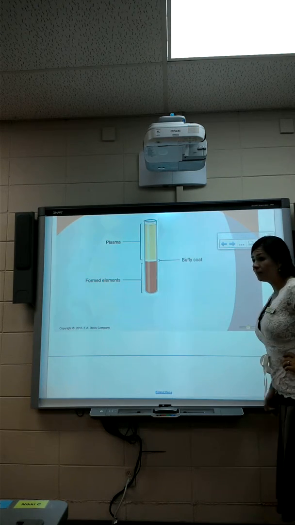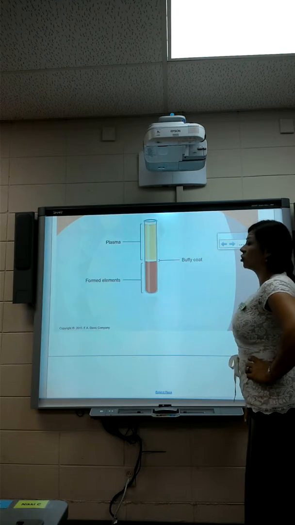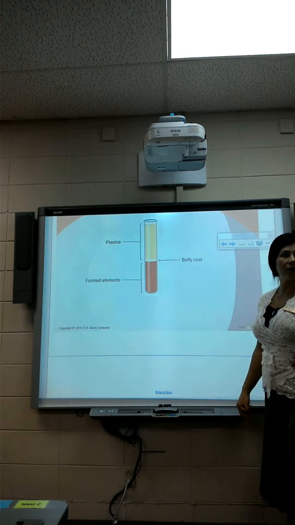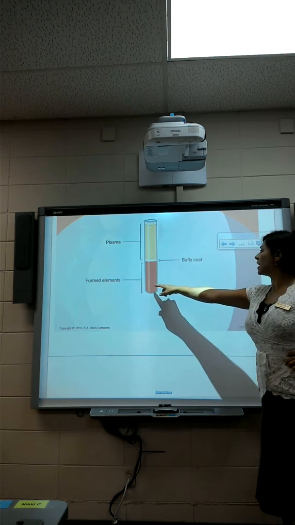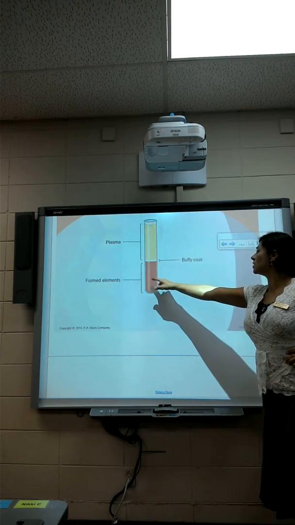Your plasma is what we consider your extracellular fluid, so it's outside the cells. Our cells are here and here: white blood cells, red blood cells.